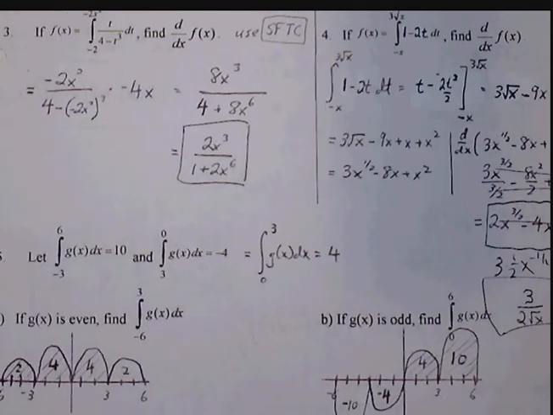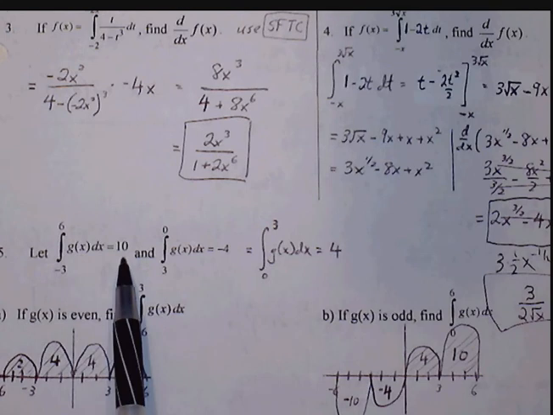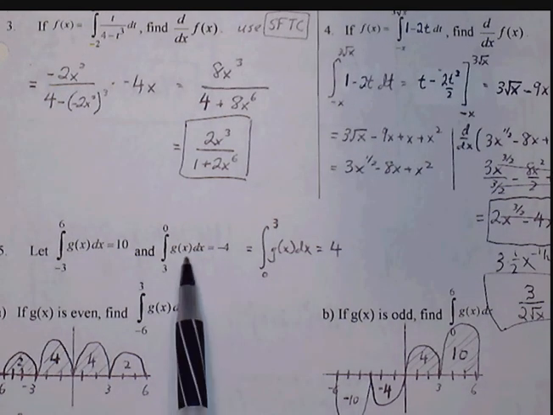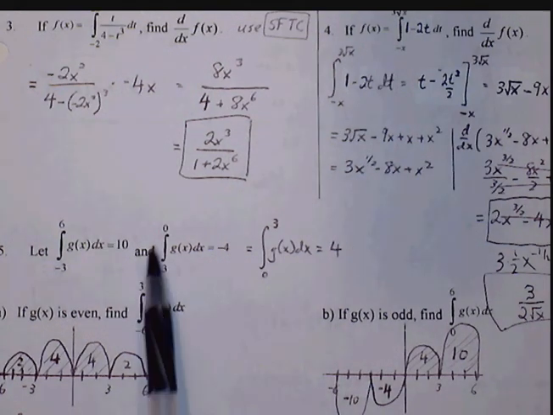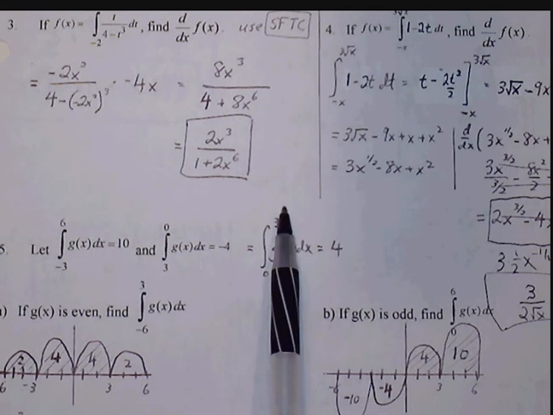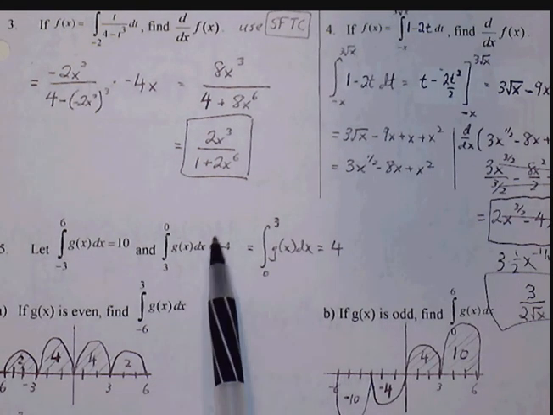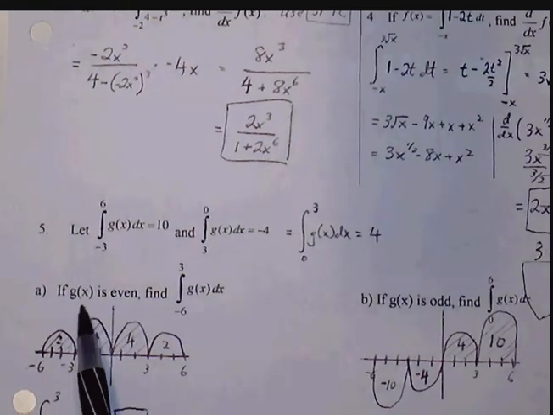Let the definite integral from negative 3 to 6 of g of x be 10. From 3 to 0, g of x dx equals negative 4, which I'm going to go ahead and rewrite because we like to see a definite integral with the lower bound being the smaller value. So if I flip this, I'm going to change this sign to a 4. So I'm going to use this instead. Okay. Now what's given to us is that our function is even.